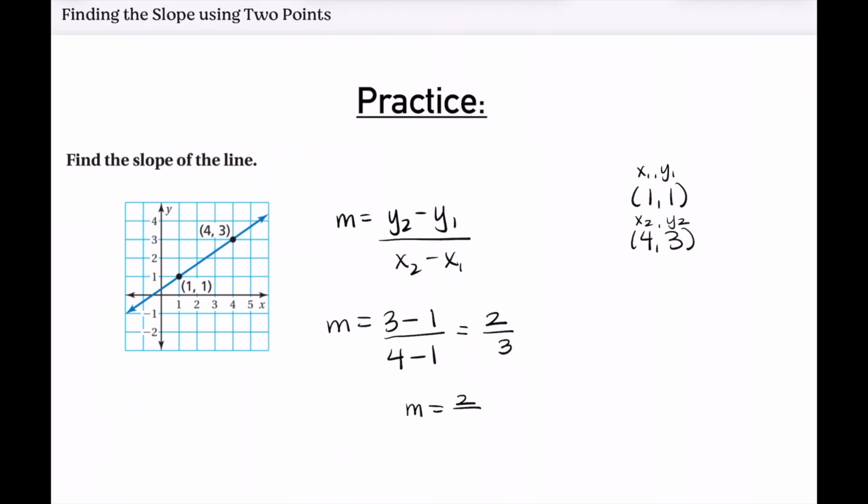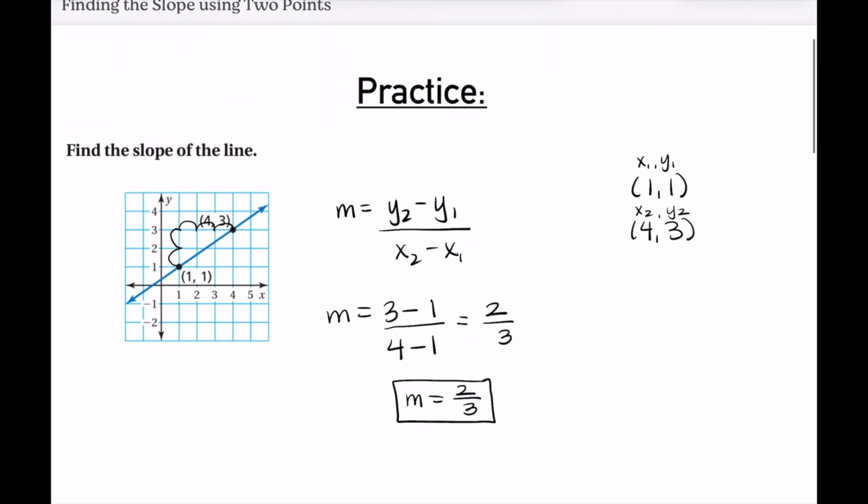And just to verify this graphically, we know that slope is rise over run, right? So to double check our answer here, it says our slope is 2/3. So that means that I should go up by 2 and over by 3 units to get to my next point, which is correct here. So we know that our slope is correct. So now that we've gone through that first one, let's get into our second practice question.